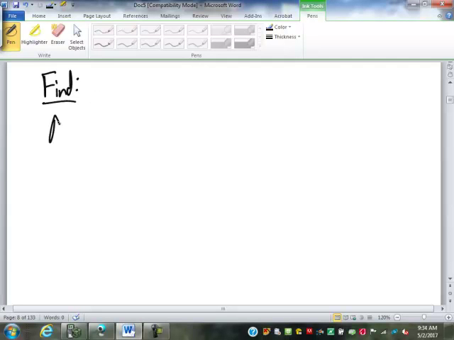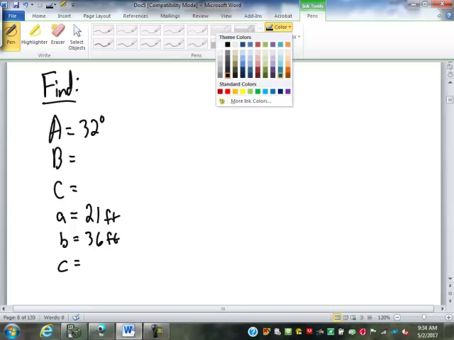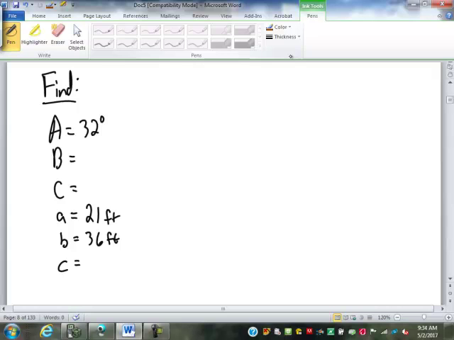So let's say I give you that angle A is 32 degrees. I don't know angles B and C. Side A is 21 feet. Side B is 36 feet. Side C we don't know. Now before I start looking at this problem, is this enough information to solve this problem?